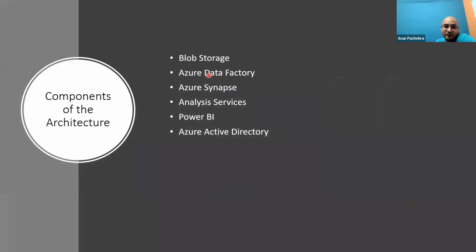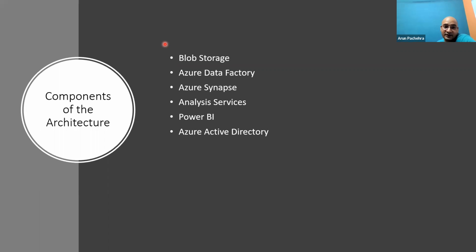The very first is blob storage, where we are ingesting the data. Blob storage is used to stage source data before it's loaded into Azure Synapse. If you're wondering why not ADL or Azure Data Lake, we will cover that in the next video of this module, where data lake is something that we are going to design. Then Azure Data Factory orchestrates the transformation of staged data into a common structure in Azure Synapse.